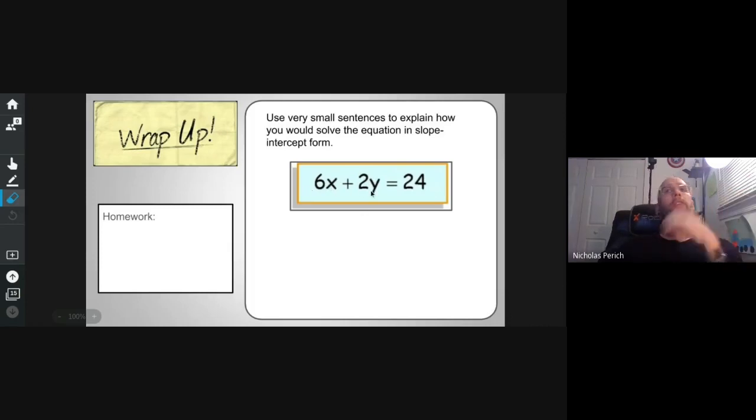Use a very small sentence to explain how you would solve the equation in slope-intercept form. Subtract 6x, then divide everything by 2. Pretty small sentence. Okay? Okay, that's it.